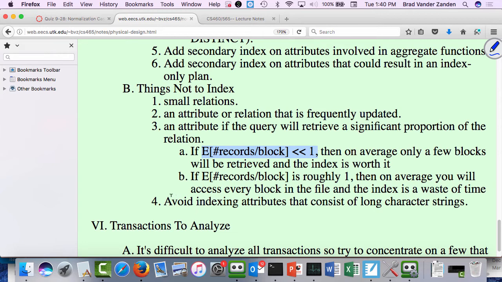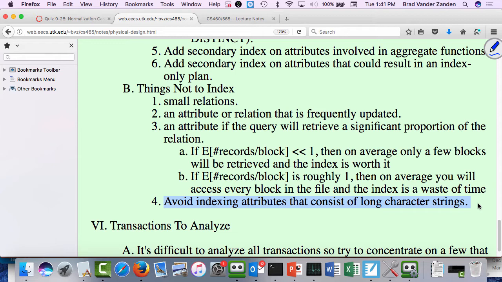And then here's one that also is a bit of a killer. We like to avoid indexing attributes that consist of long character strings. What typically is a long character string that we might look up a lot? Address is one. Name. Both of these aren't very good. So why are long character strings bad?